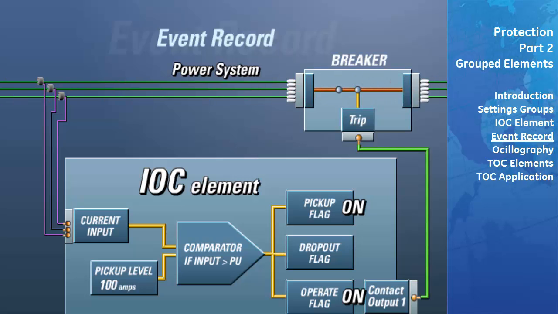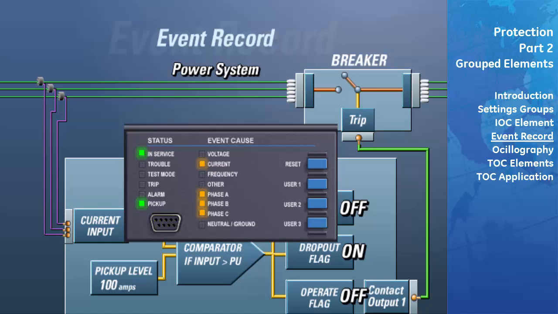The method of assigning a contact output to operate is covered in the FlexLogic primary control section of this learning CD. Once the associated breaker has tripped and cleared the fault, the current will drop below the pickup level. When this occurs, the IOC pickup and IOC Operate flags will turn off, and the IOC dropout flag will turn on. On the UR front panel, the fault indicators will be affected in the following manner.